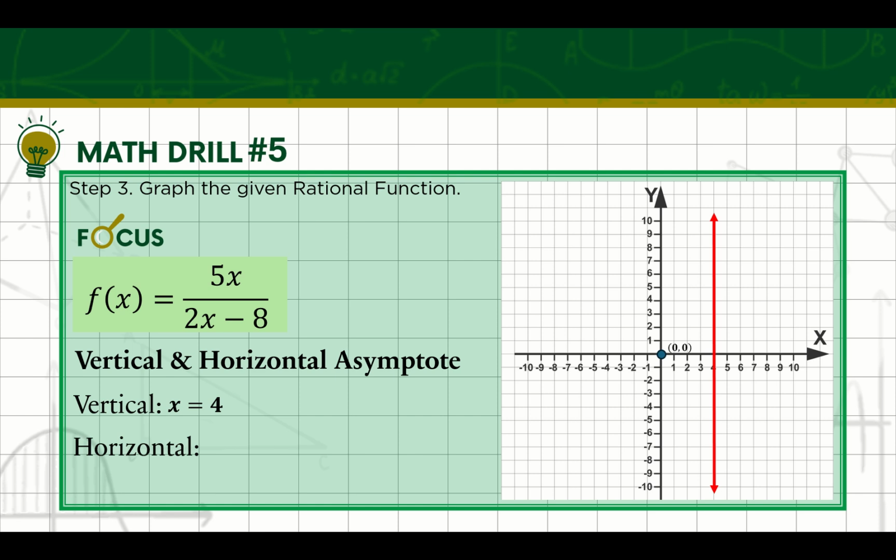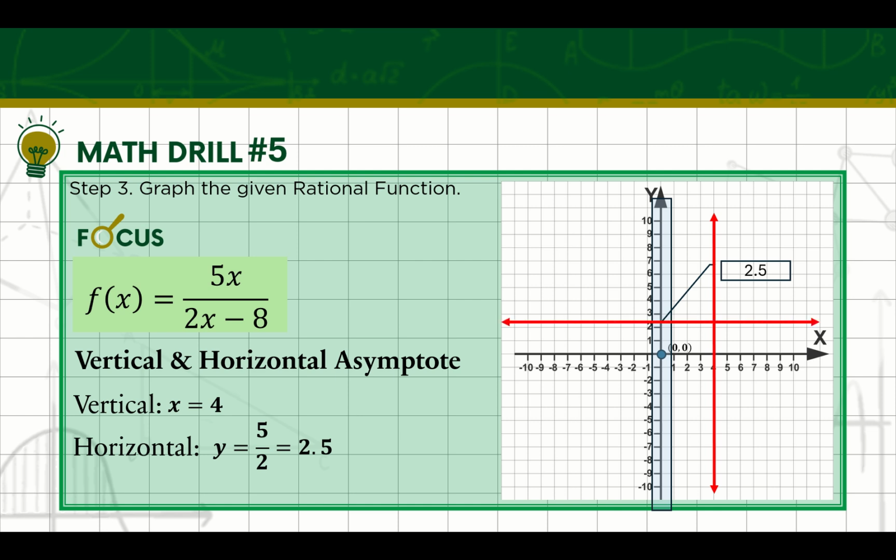For the horizontal asymptote, we know that the value of that will be y is equal to 5 over 2, and in decimal, that would be 2.5. This time, we need to look for the y-axis and find the location of 2.5. After finding the location of 2.5, you're going to create a horizontal line. With that, that would be our horizontal asymptote.